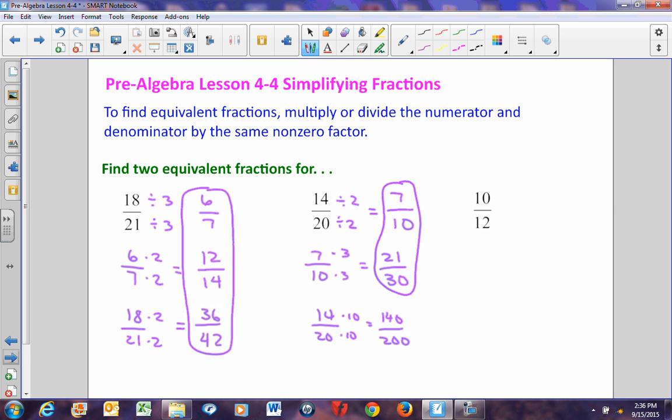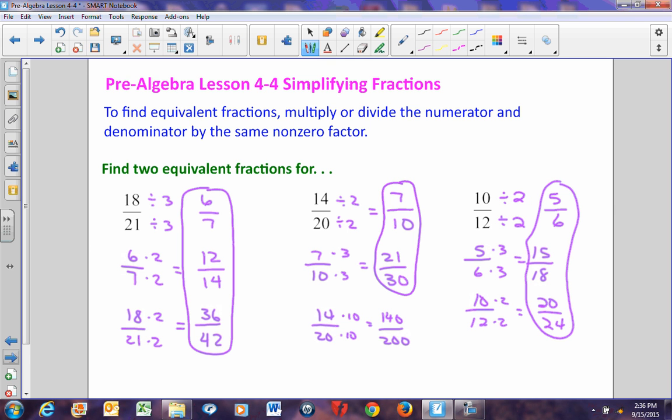10/12, I'm going to reduce it again. I like to reduce things. Reduce both by 2. That's going to make it 5/6. Then I'm going to take 5/6 and multiply both of those by 3. So I'm going to get 15 over 18. I could have taken 10/12 and multiplied that by 2. And that would give me 20 over 24. All of these are equivalent fractions. And obviously, depending upon which number you multiply by, you may have a different equivalent fraction than someone else.